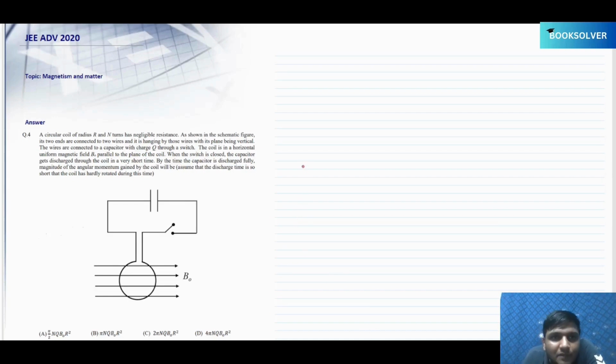Hello everyone. So today we are solving a question of JEE Advanced 2020. This is on the topic of magnetism and matter. So let's first read the question.